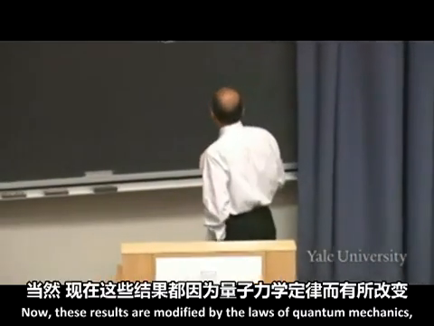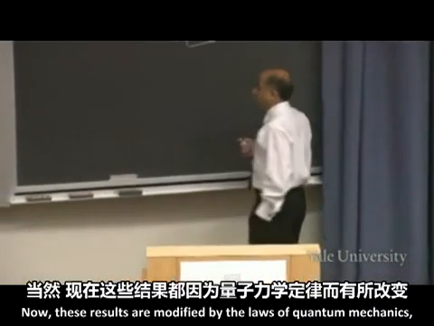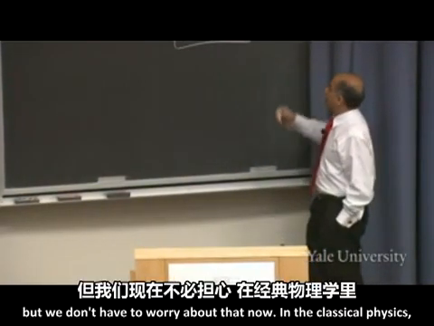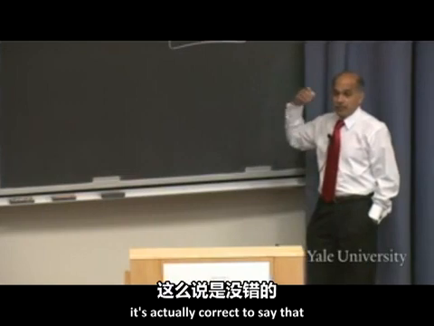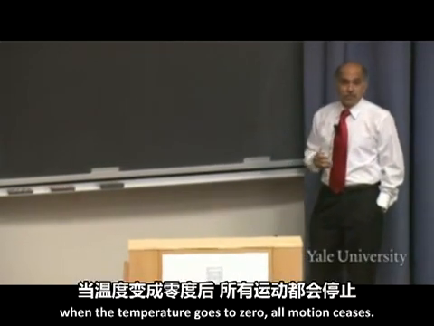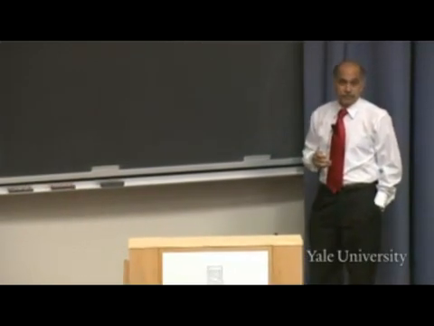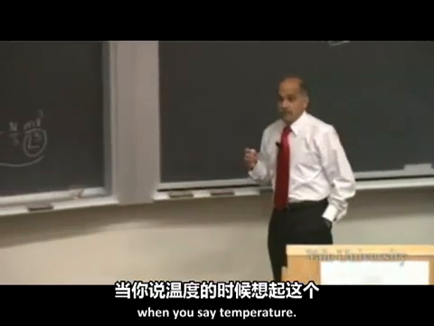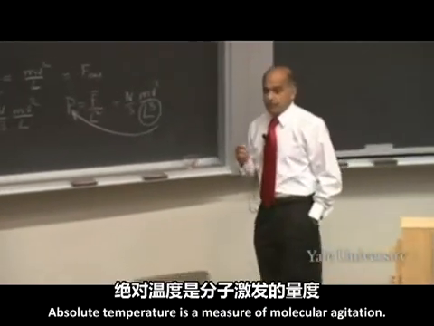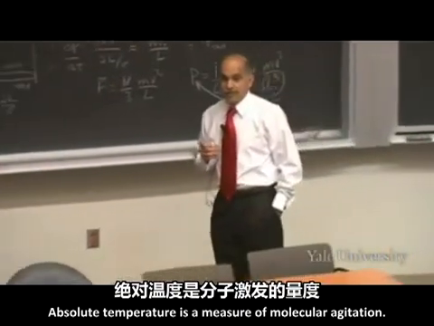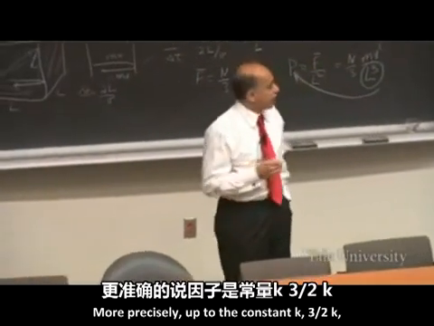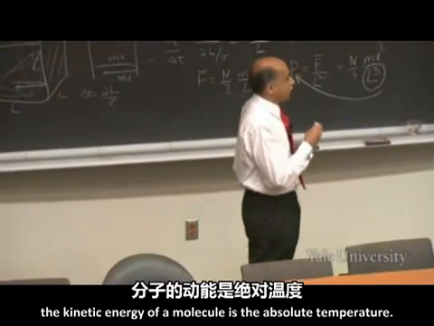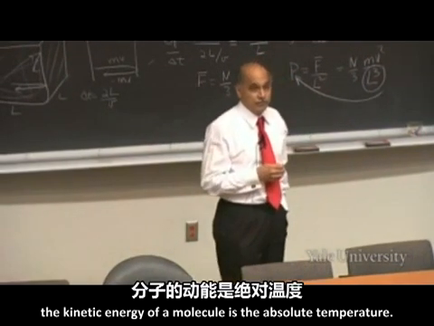Now, these results are modified by the laws of quantum mechanics, but we don't have to worry about that now. In classical physics, it's actually correct to say that when the temperature goes to zero, all motion ceases. Now, this is the picture I want you to bear in mind when you say temperature. Absolute temperature is a measure of molecular agitation. More precisely, up to the constant k, 3 over 2k, the kinetic energy of a molecule is the absolute temperature.